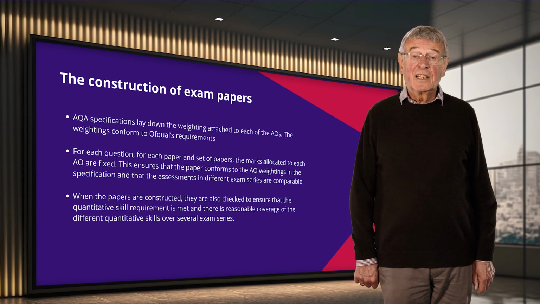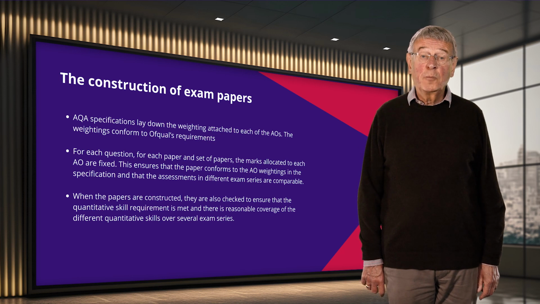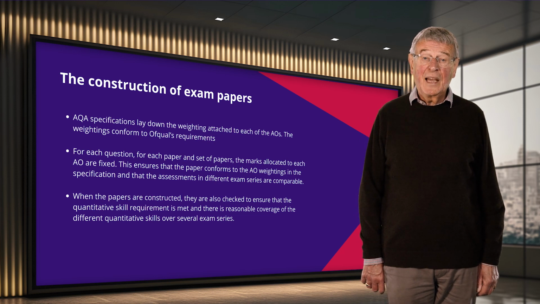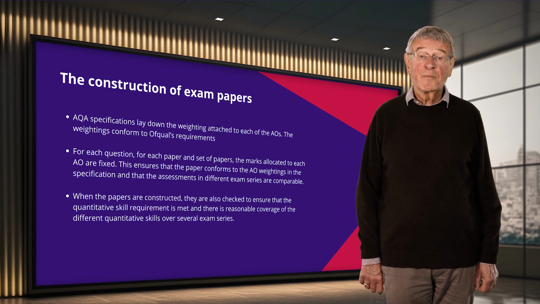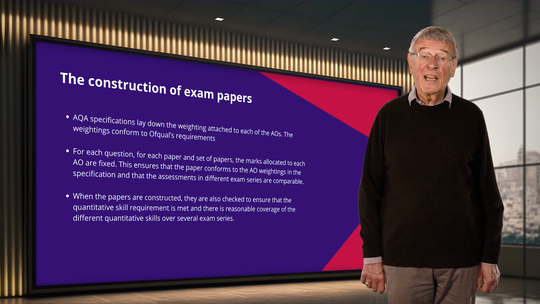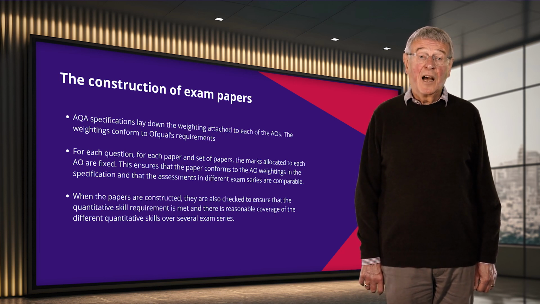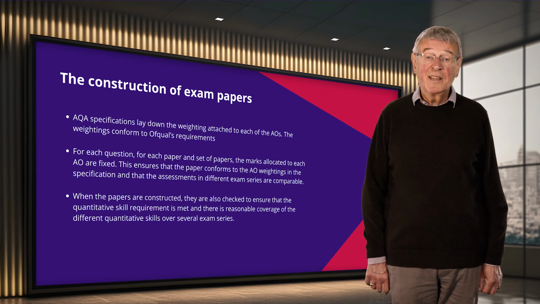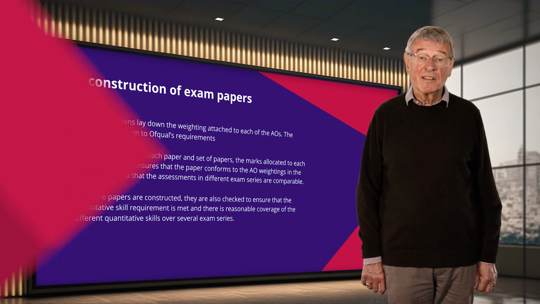AQA specifications lay down the weighting attached to each of the assessment objectives. These weightings conform to Ofqual's requirements. For each question, for each paper and set of papers, the marks allocated to each assessment objective are fixed. This ensures that the papers conform to the AO weightings in the specification and that the assessments in different exams are comparable over time. When the papers are constructed, they're also checked to ensure that the quantitative skills requirement is met and that there's a reasonable coverage of the different quants over a number of exam series.